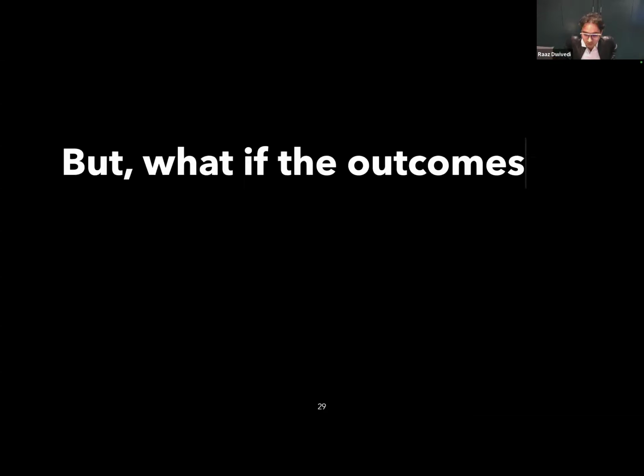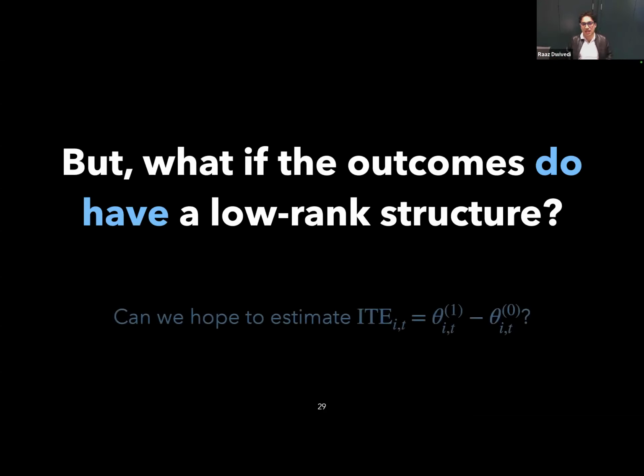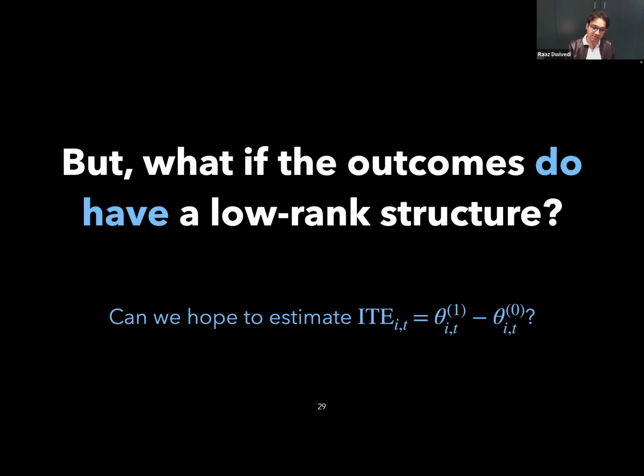So let's go to part two of the talk, where now we'll make stronger assumptions to derive stronger guarantees. That is, what if actually the outcomes have a low rank structure? Can I say something stronger about estimating things? And can I, in particular, estimate ITE? So now, instead of column averages, can I estimate differences in these entry-wise numbers or entry-wise parameters?